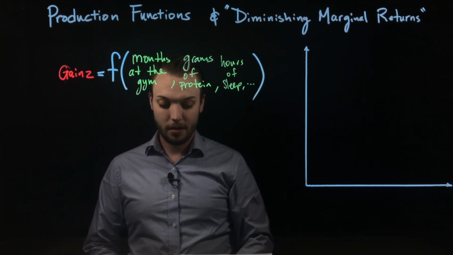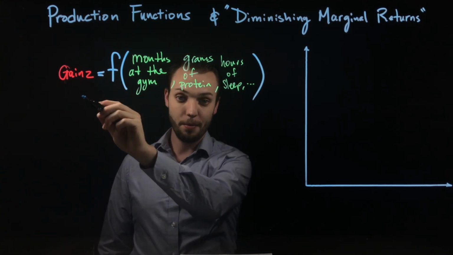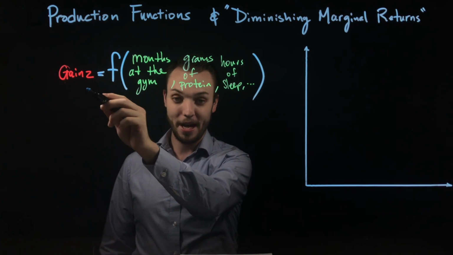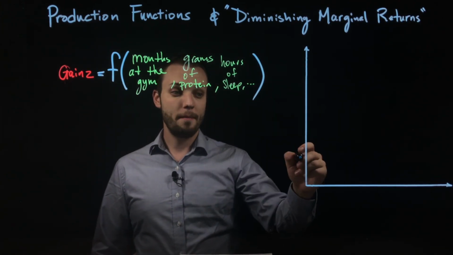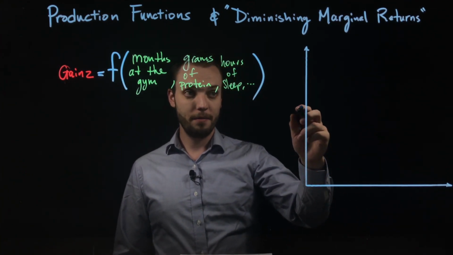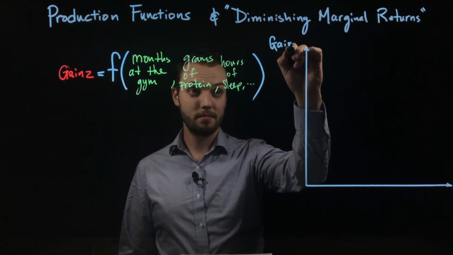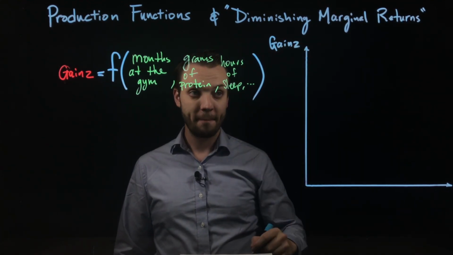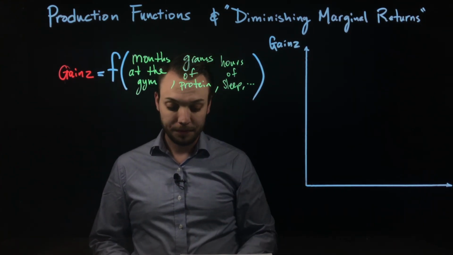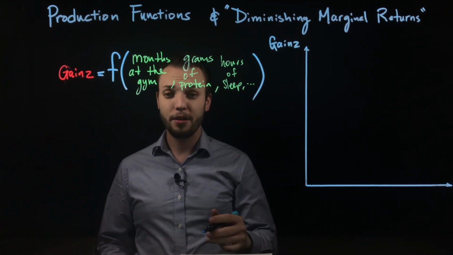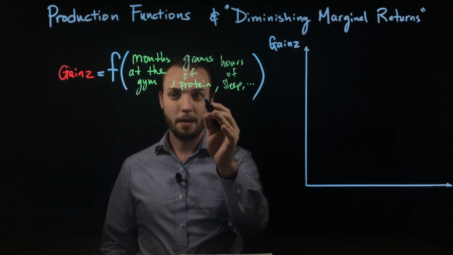So the question is, what does the relationship look like between these inputs and the output, which we're going to call gains or increases in muscle mass? So over in this plot here, I'm going to say that our dependent variable is going to be gains, right? And that's the total amount of gains that you get from some input. And to make things simple for now, I'm going to assume that we're holding all of these things constant other than months at the gym.